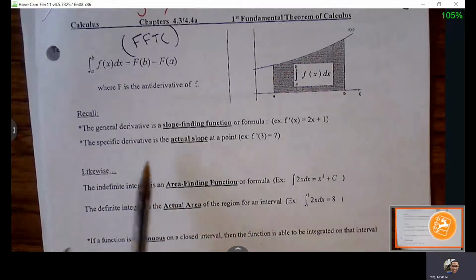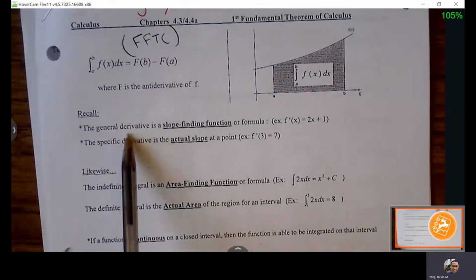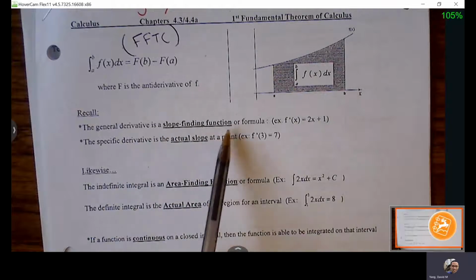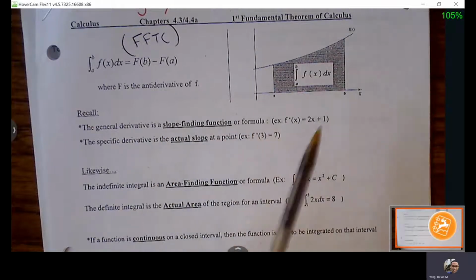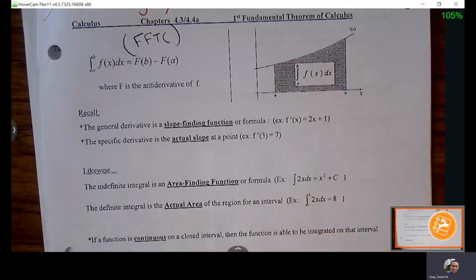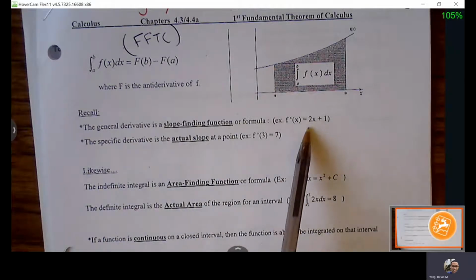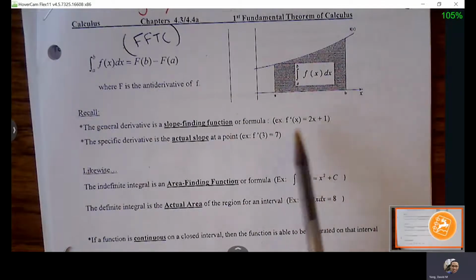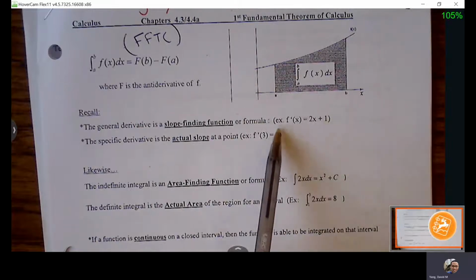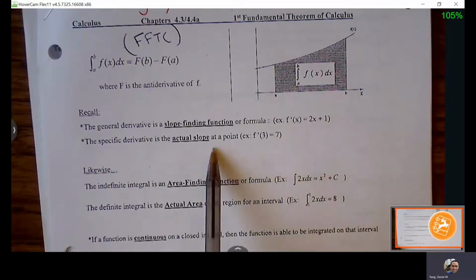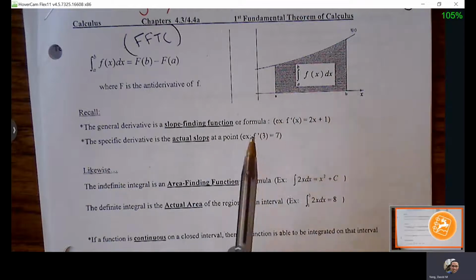So let me kind of recap some things that we already know. The general derivative is a slope-finding function or formula. Right? That's from first semester. If I find f prime, it does the job of telling me the slope of the original graph. So the specific derivative is the actual slope. So once I have my formula, I can use this formula to find out any point on the original graph. If I want to find f prime of 3, I can plug that in. If I want to find the slope at 9, I can plug that in. Whatever number I get in return will be the actual slope. But the formula is adaptable, right? You can find the slope of any point on that curve just by using that slope formula.